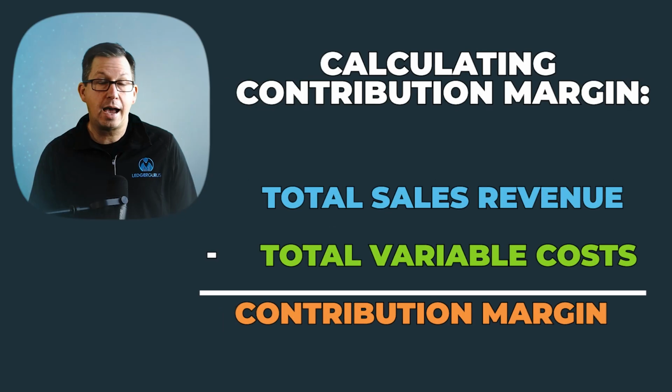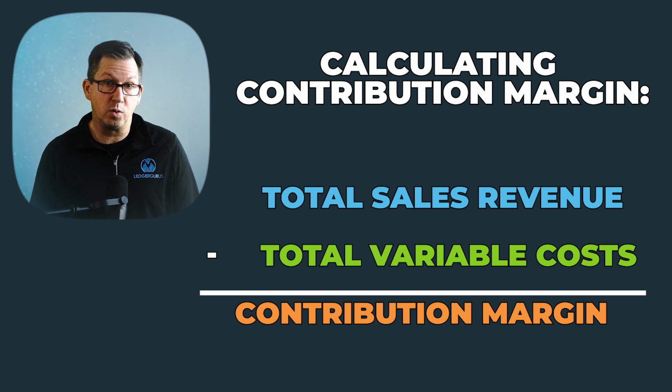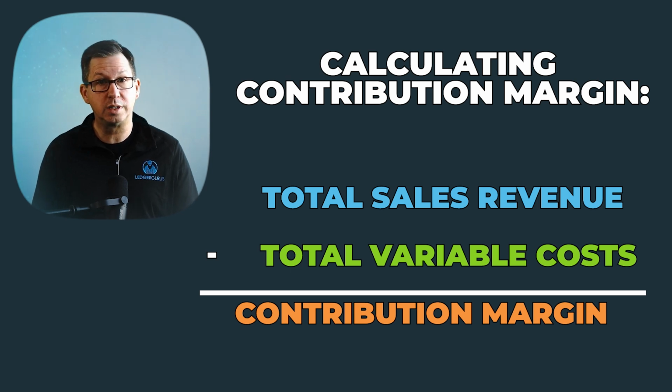Fixed costs can't stay fixed forever. As your business grows, eventually you're going to have to increase those costs. They typically increase in step functions. Calculating your contribution margin is straightforward. You simply subtract your variable costs from your revenue. What you're left over with is used to pay your fixed costs and ultimately generate a profit.